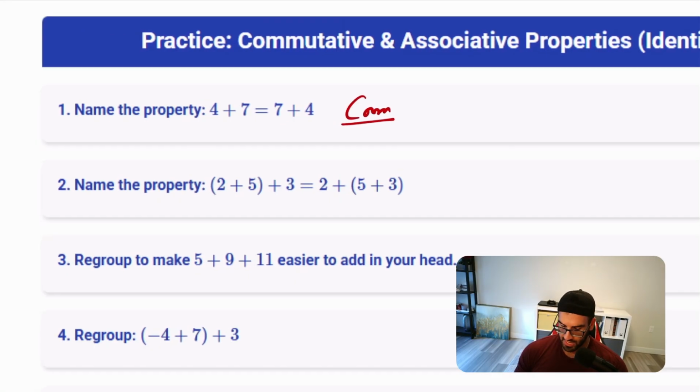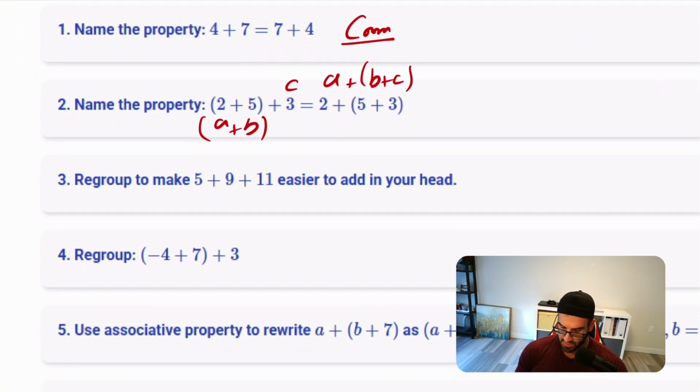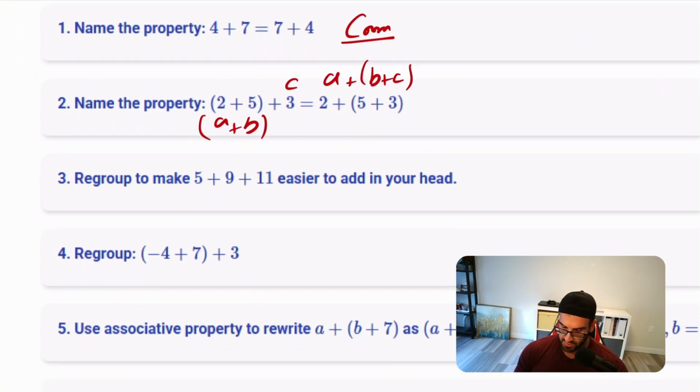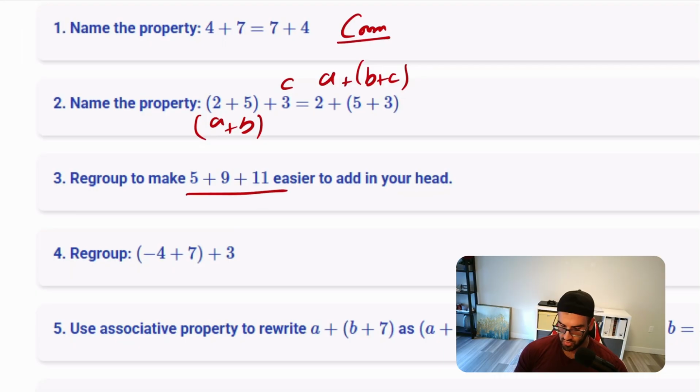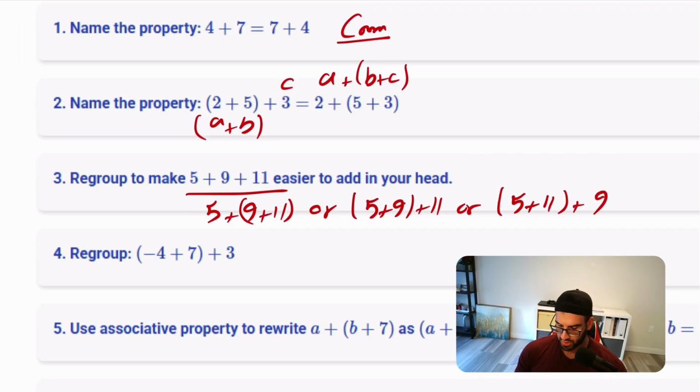The next one is that A plus B plus C, if you consider A and B in parentheses, can be written as A plus B plus C. So this is another rule that we call the associative property. Regroup to make this one easier to add. Again, you can use the associative property by using either this or this, or even this. It doesn't matter. You can use the rule.